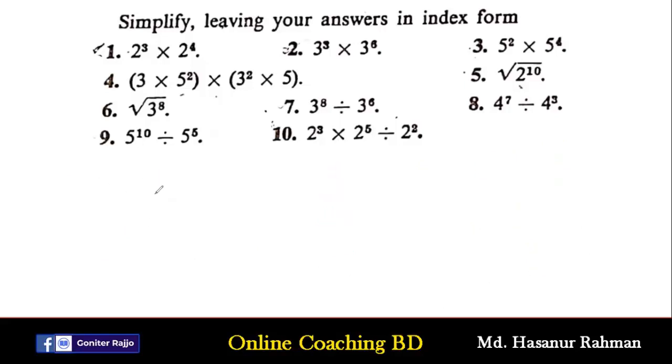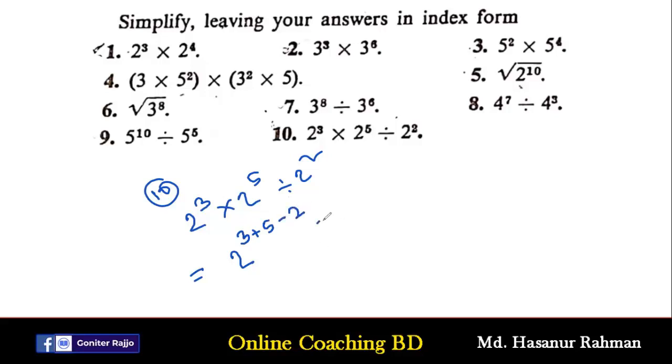Now number 10. Number 10 says 2 cube multiplied by 2 to the power 5 divided by 2 square. So look at this. Here the bases are same. So we have to add the power for the multiplication sign and subtract the power for the division sign. So we can write in this way 2 to the power 3 plus 5 minus 2. That is 2 to the power 3 plus 5, 8 minus 2. It will be 2 to the power 6. And that is our answer.